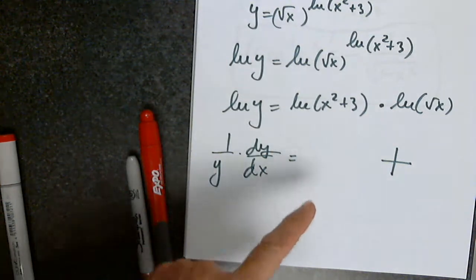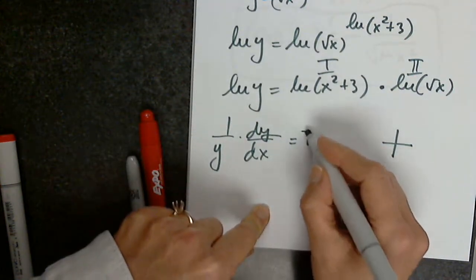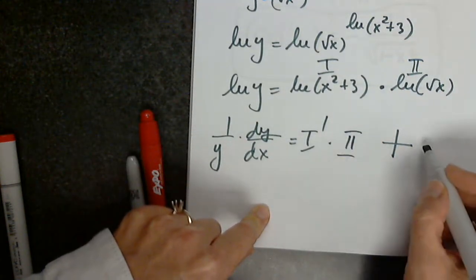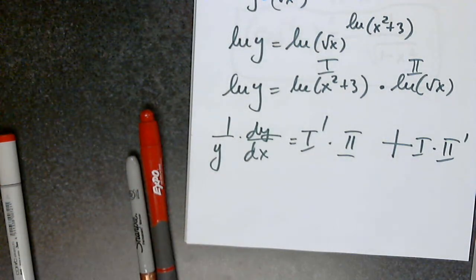It's the product rule. So first function, second function. You have to write the first function prime times the second function plus the first times the second function prime. If I don't see a sum, it makes no sense. Are all these steps clear so far?